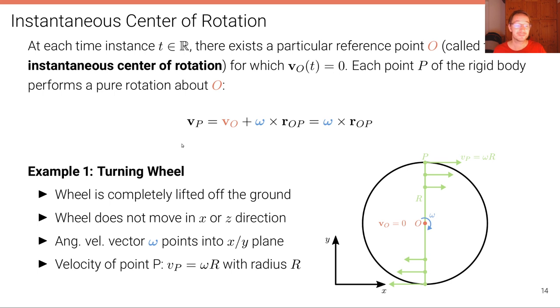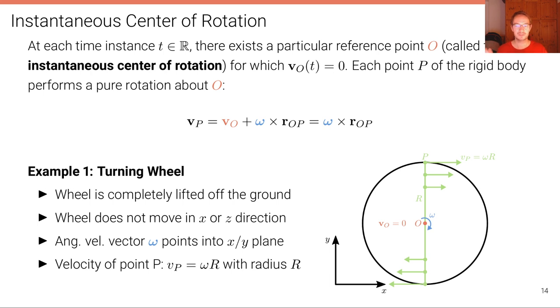So the first example that we consider here is a turning wheel. In the first example, this wheel is completely lifted off the ground, which means it doesn't touch the ground. It can move freely. The wheel doesn't move in the X or Y direction, but it is fixed and it rotates around that instantaneous center of rotation O. The angular velocity vector omega in this case points into the XY plane.